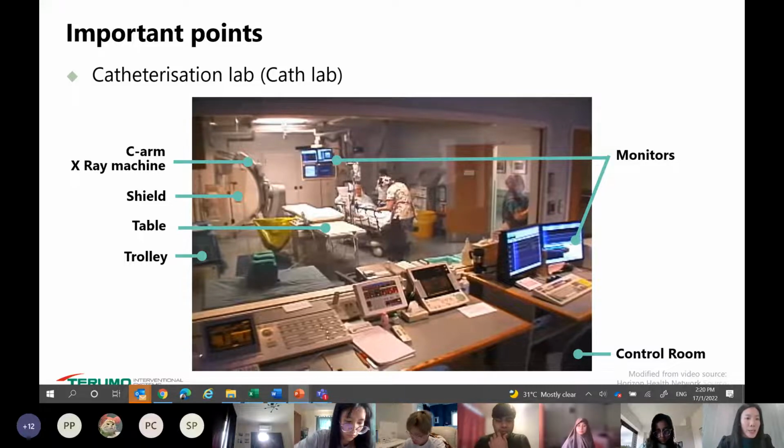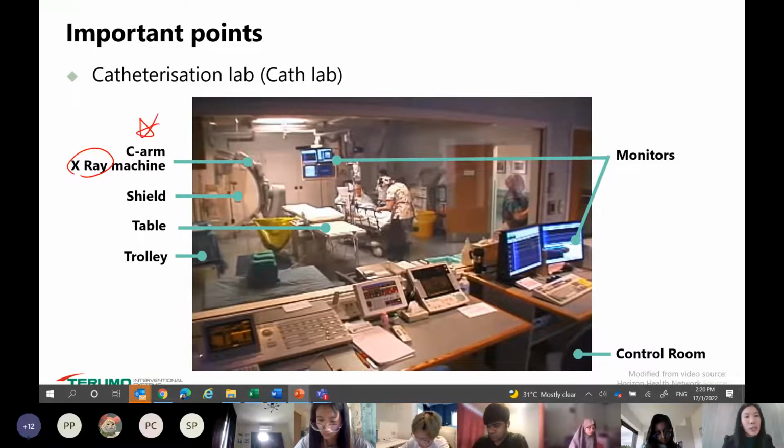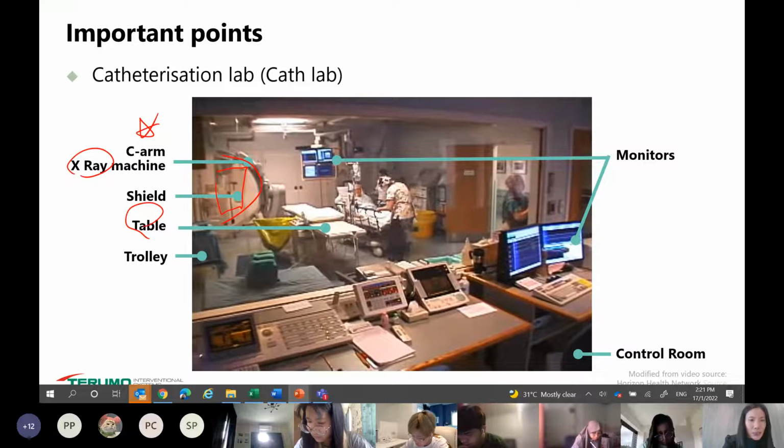So in the cath lab, the largest device is this X-ray machine. It's called the C-arm because of its shape, right? There'll always be this shield. Here it's a bit hard to see, but it's normally a transparent shield that is next to this C-arm, and it acts as a barrier to reduce the radiation from the C-arm to the doctor. The patient will lie on this table, and most likely there's this trolley that is going to be nearby.